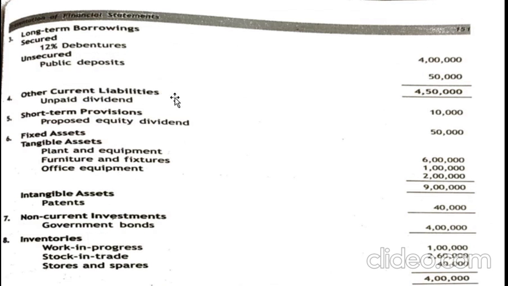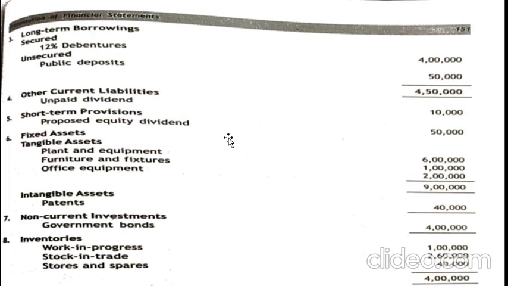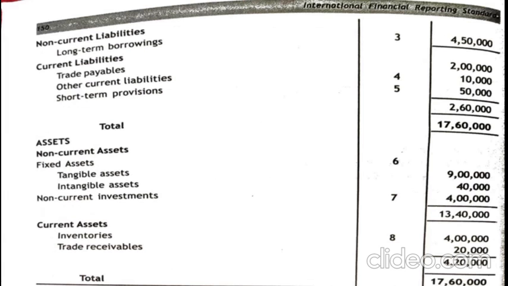Then other current liabilities. Other current liabilities is your unpaid dividend, which is 10,000, so we will be taking unpaid dividend under other current liabilities, working note 4, 10,000. Short-term provisions: we have proposed dividend as your short-term provisions, working note 5, which is 50,000. So we have taken that as well. So this is the total of your liabilities. When we total up, we get 17 lakh 60,000.